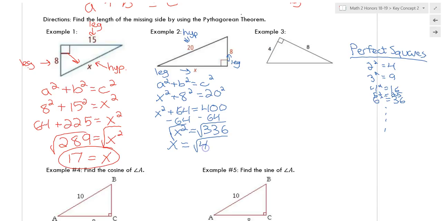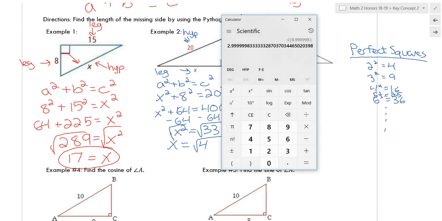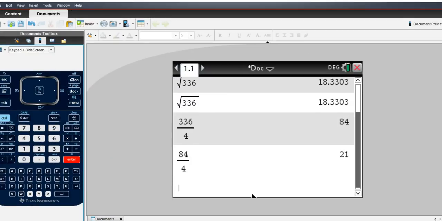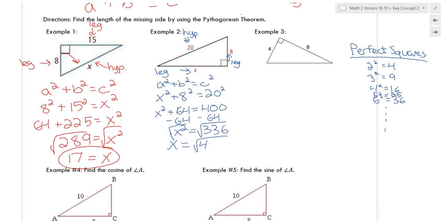So I'm going to rewrite this. I know a 4 goes into it. Well, now I have 84. It looks like something can go into that. So again, 4 probably. 21. We have to start recognizing 21. The only things that go into 21 are 3 and 7. There's no perfect square in it, so we call it prime. So you do want to start recognizing those prime numbers.